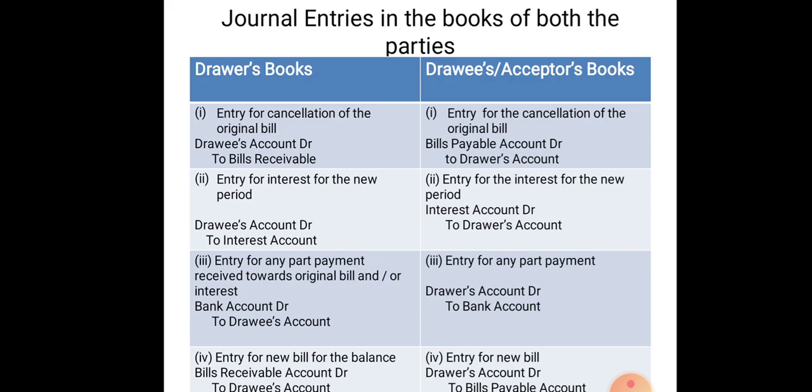And the third condition, entry for any part payment received towards original bill or interest, then entry in the drawer's book would be bank account debit to drawee's account. And entry for any part payment in drawee's book would be drawer's account debit to bank account. Fourthly, entry for new bill for the balance, in the drawer's book would be bills receivable account debit to drawee's account. So entry for new bill in drawee's book would be drawer's account debit to bills payable account.